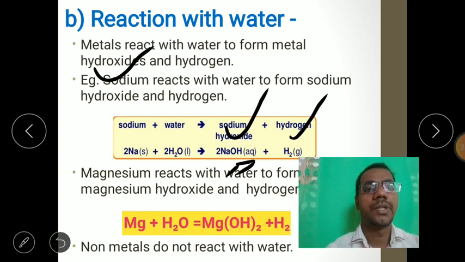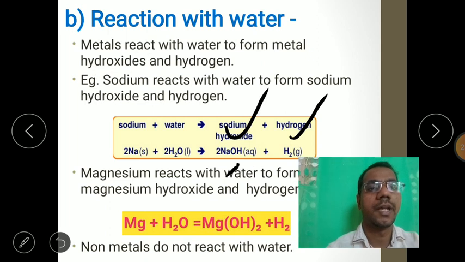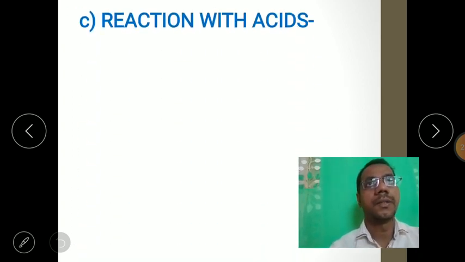You can check here, magnesium reacts with the water to form magnesium hydroxide. Why is it called hydroxide? Because it contains the OH. Which gas is evolved? H2 gas is evolved. If this happens, then we can say that metals react with water, they form the hydroxide.